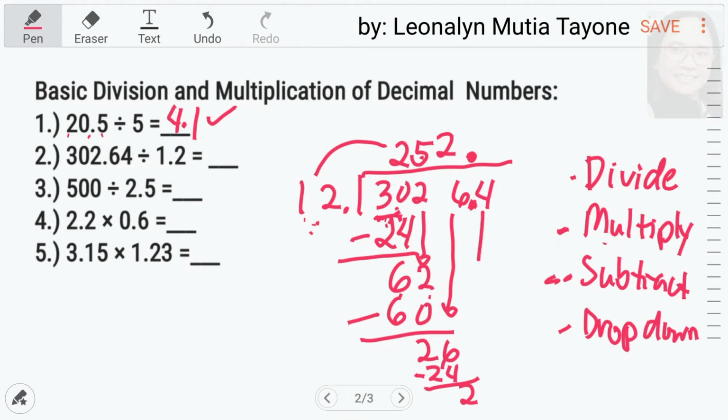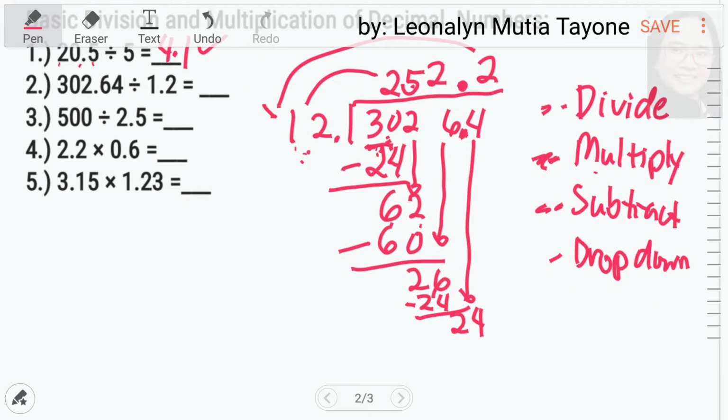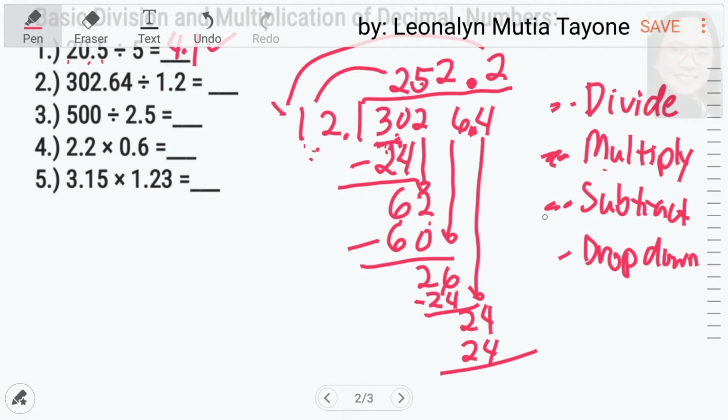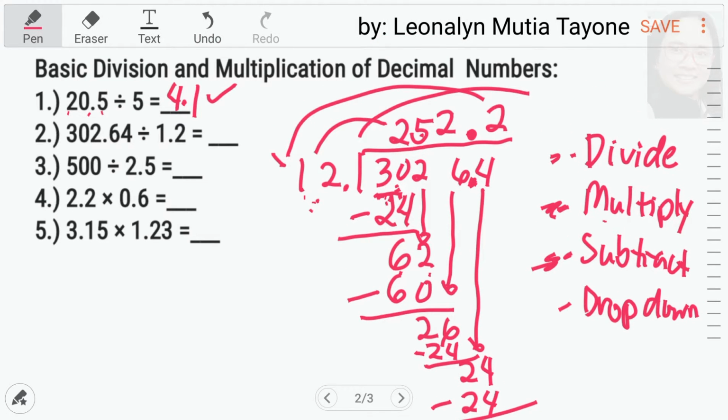Drop down 4. 24 divided by 12, that is 2. Next, multiply. 2 times 12 equals 24. Next, subtract. 24 minus 24, that is 0. Until we solve it. So, this is the answer: 252.2. So, the answer is 252.2.